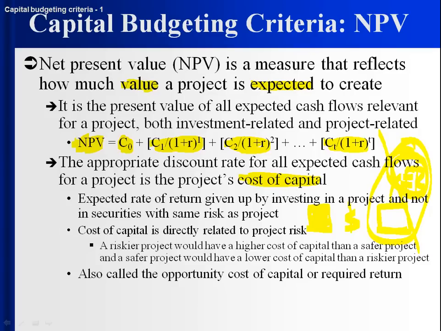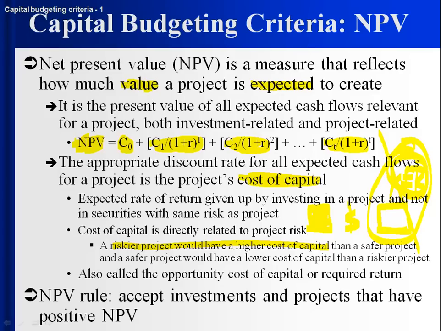And again, a riskier project would have a higher cost of capital because the level of risk associated with the project would be higher. So you compare it to stocks and bonds that have a higher risk, and stocks and bonds with a higher risk will have a higher expected return.